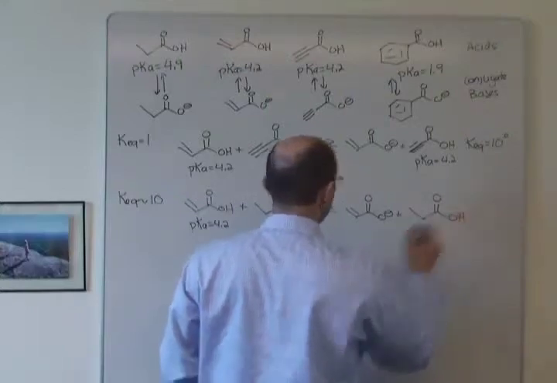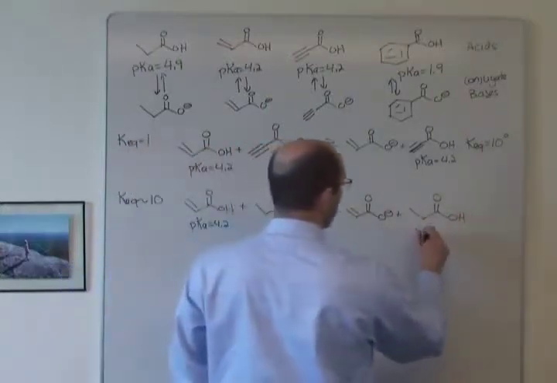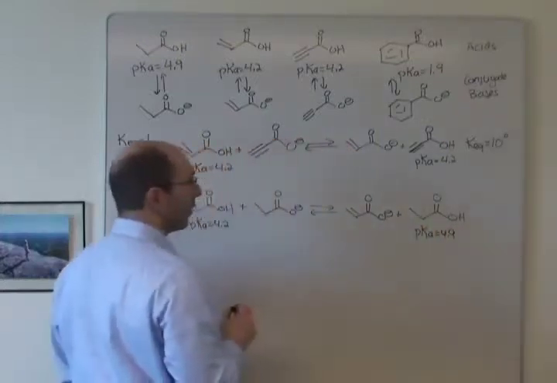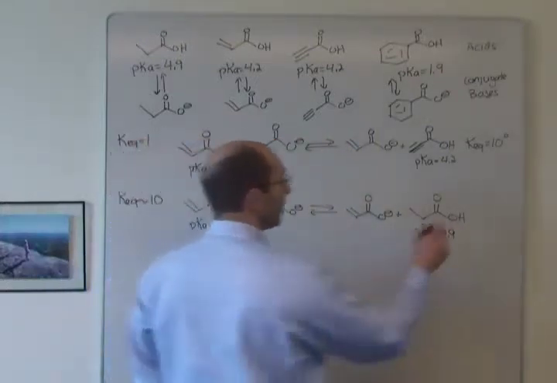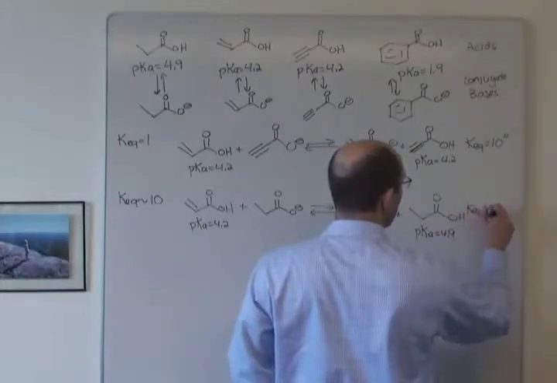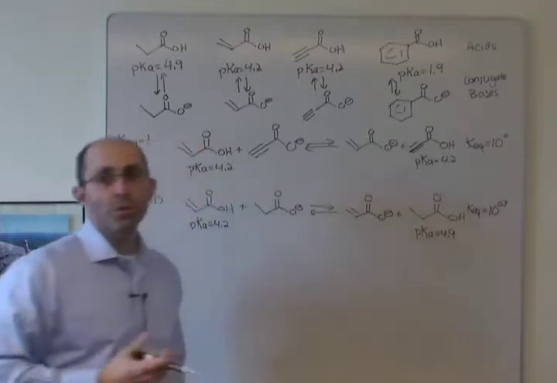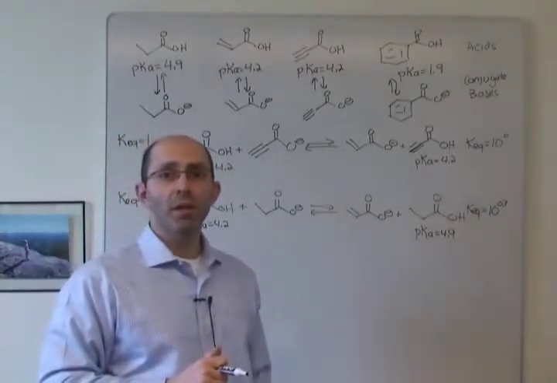Give us our conjugate acid-base pair. And again, the pKa here is 4.9. All right, our difference is 0.7. So the KEQ for this reaction is 10 raised to the 0.7, which is close to 1. So it's going to be close to 10 for the KEQ.